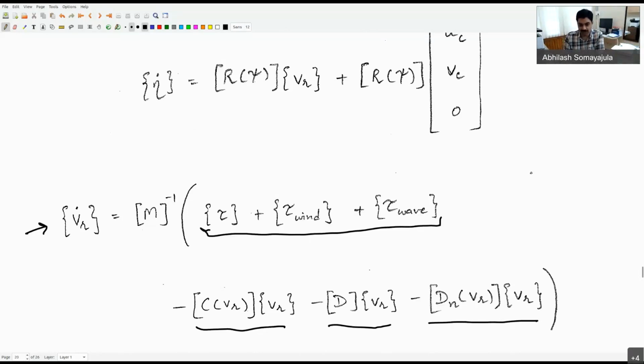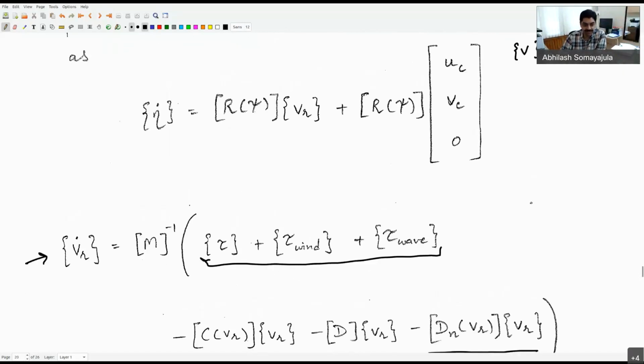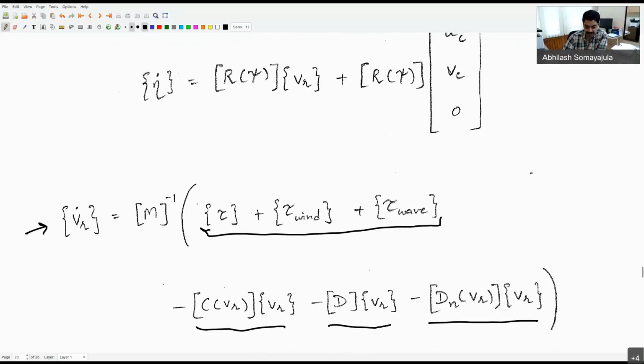Suppose I gave you all the parameters of these matrices now. So let's say for our KCS ship, I gave you what is the Coriolis matrix, what is the damping matrix, what is the nonlinear damping matrix, and I tell you what is the forcing due to the wind, wave, and I give you what are the control inputs, and I ask you to simulate this system forward, then you can use this set of system to solve it using MATLAB ODE45.